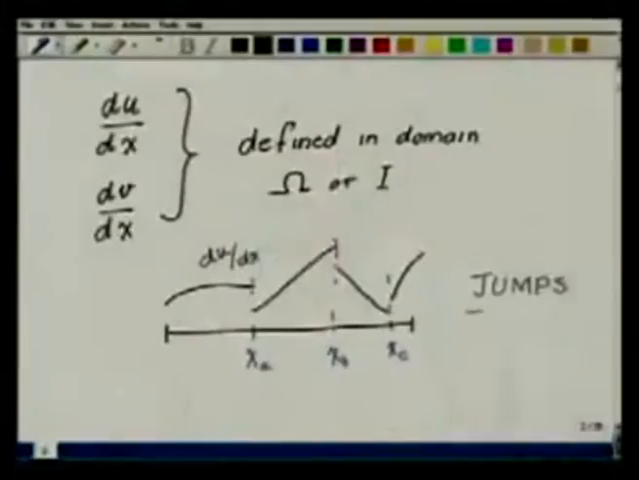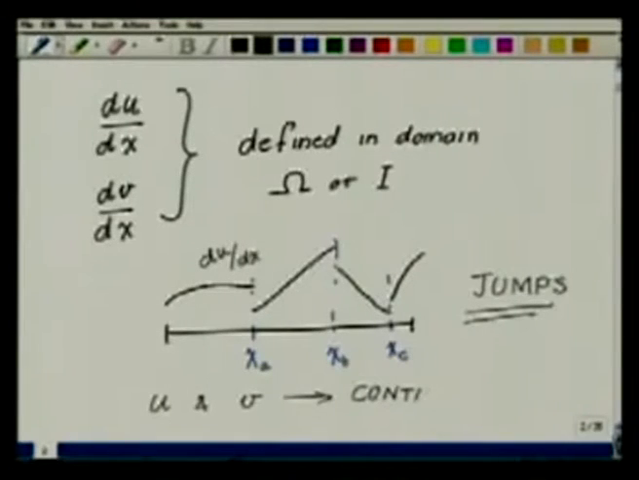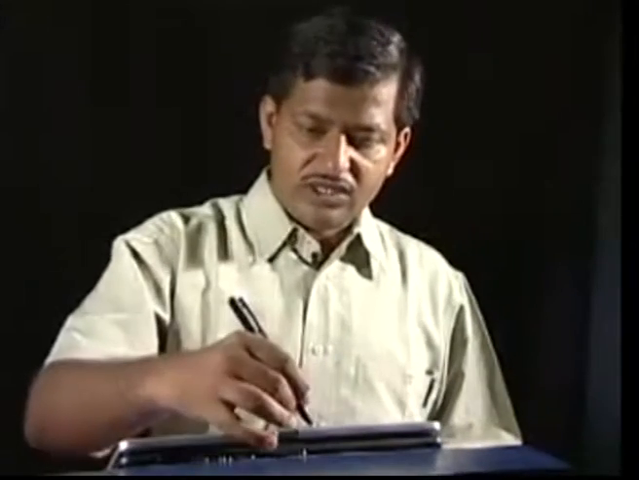So in order to have these integrals finite, we ask the question, what is the worst type of functions that will satisfy that requirement? And the answer here is functions for which the derivatives have jumps at specific points. If the derivative has jumps at specific points, then u and v are continuous in the domain, in such a way that at certain points slopes change.